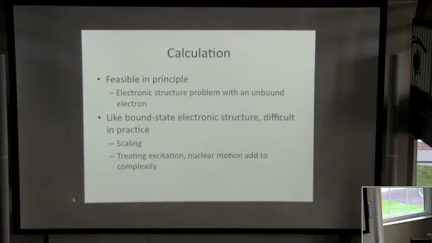Now, measurements are difficult, so you might ask, what about calculations? When you start looking at these things, young and bright-eyed, you say they're feasible in principle. What is this problem of electron collisions? It's just an electronic structure problem with an unbound electron. Well, as in studying bound state electronic structure, it's difficult in practice. Why? There are several reasons. One of them is the scaling of this problem.